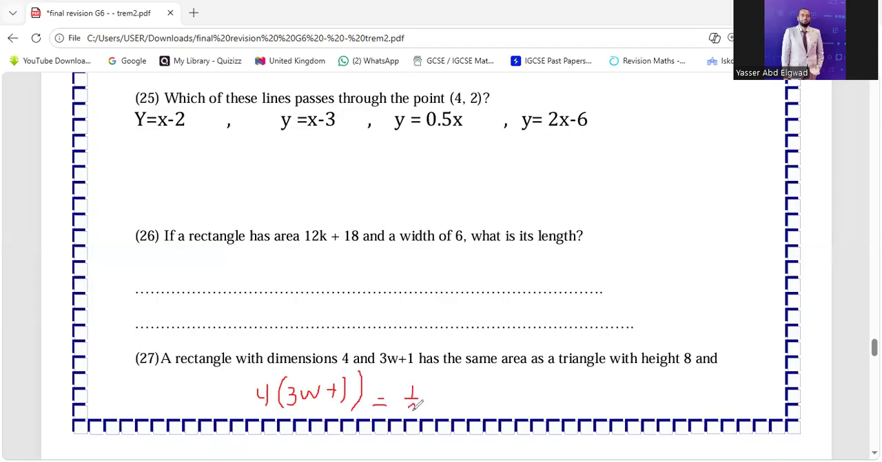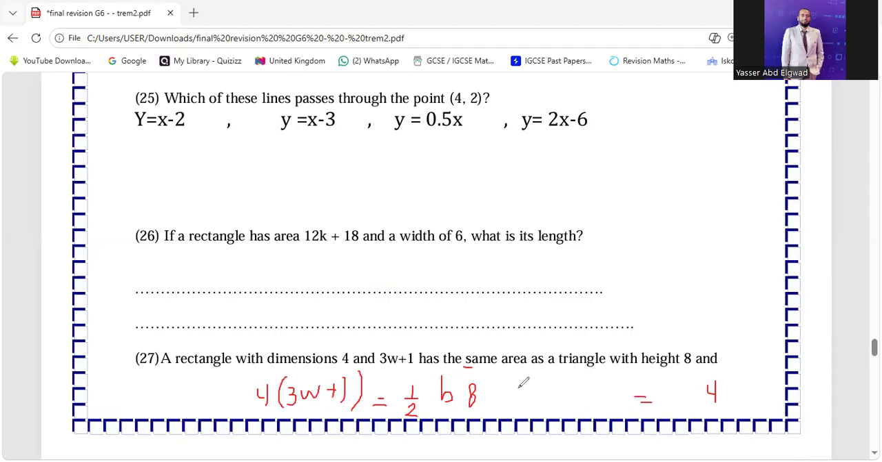The area of the triangle may sometimes equal the area of the rectangle. Here is half multiplied by base. I don't know the base, the base or x, whatever, multiplied by height 8, and so on. Here is half of 8, which is 4. And he tells us, what is the base?